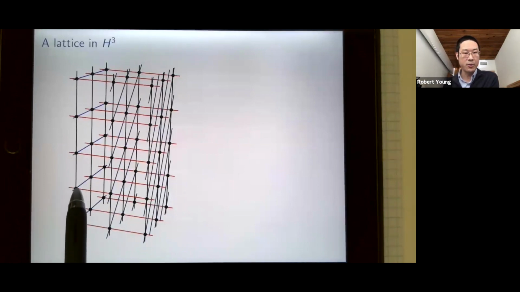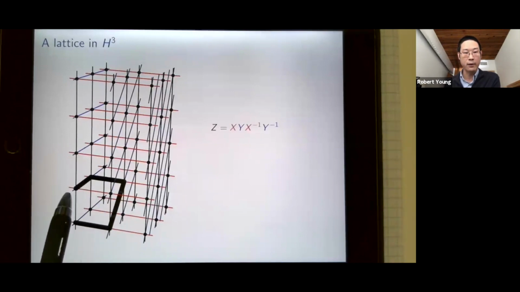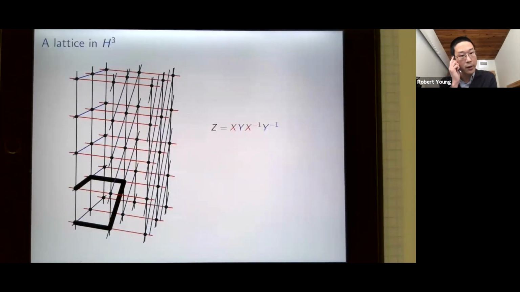If you start at any point, you go y, z, y inverse, z inverse, you come back to where you started. And if you start at any point and you move x, y, x inverse, y inverse, that's the commutator of x and y, you end up one step above where you started. The commutator of x and y is equal to z. And these spirals have a strong influence on the geometry of the graph because, for one thing, they appear everywhere in this graph. So here's one of these spirals.